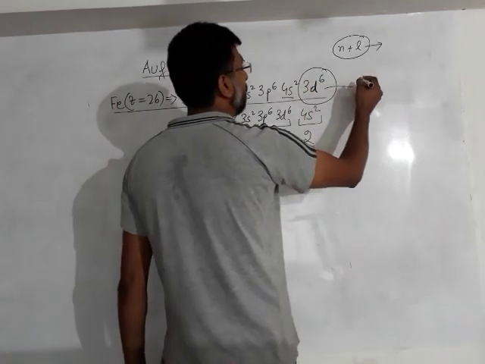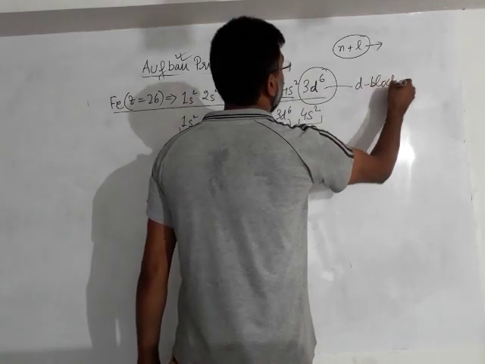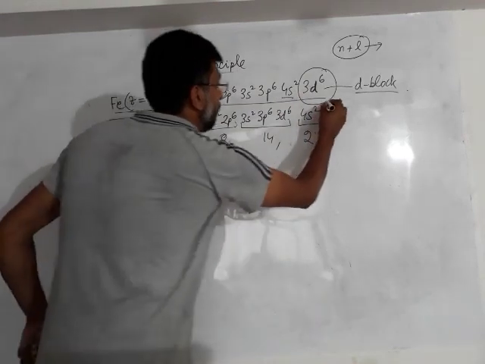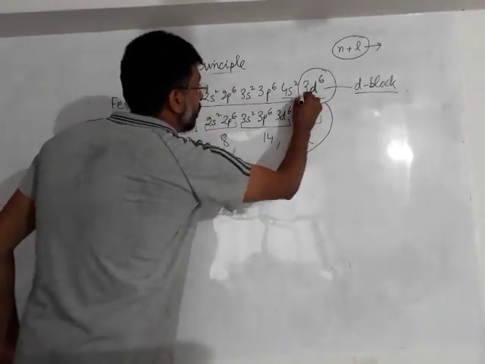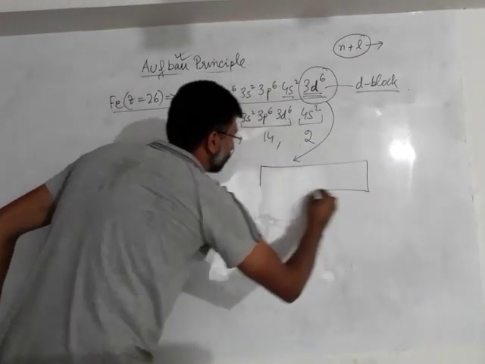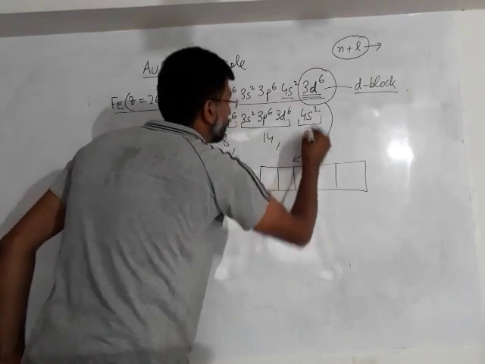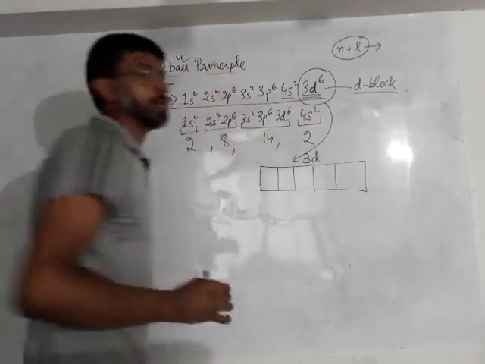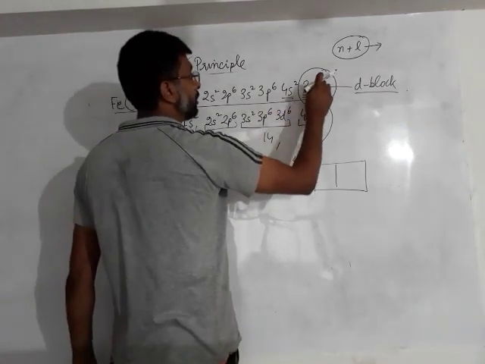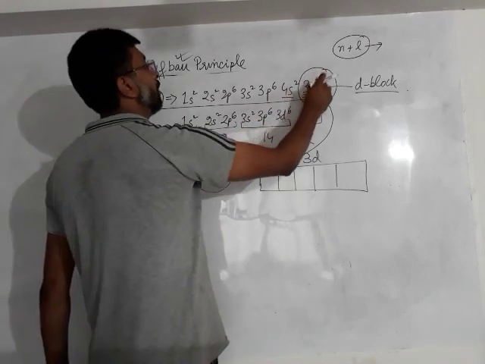That is why iron belongs to the d block. It belongs to which block? It belongs to d block. Now this iron 3d orbital, if I write it this way: the d subshell has 5 orbitals, so I make 1, 2, 3, 4, 5. This is the 3d subshell. In the case of the iron atom, there are 6 electrons in the 3d orbitals.